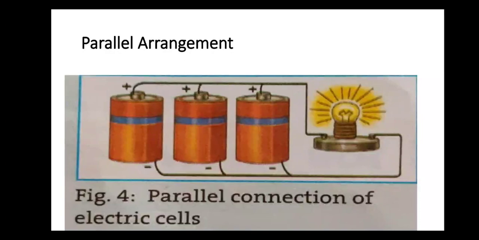You see, all the positive terminals are connected to one end of the electric bulb and all negative terminals are connected to the other end of the bulb. This is how parallel connection is done.